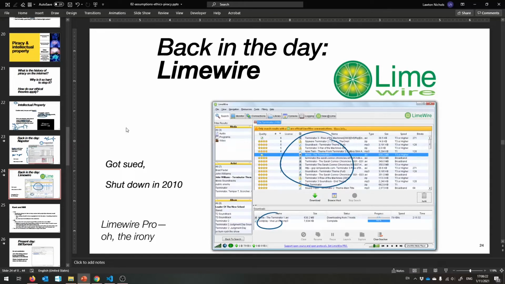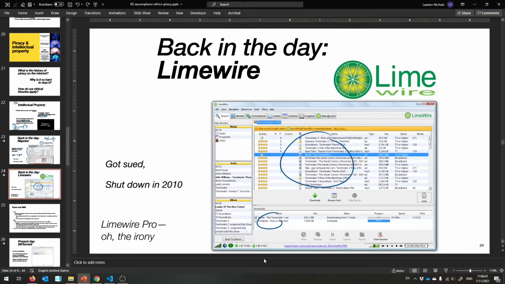Okay, and the funniest example of this is Limewire came in two versions, a free version and a pro version that you could buy, and you could actually use Limewire, the free version, to steal Limewire, the pro version, which is hilarious in my mind. So that's a fun little anecdote.